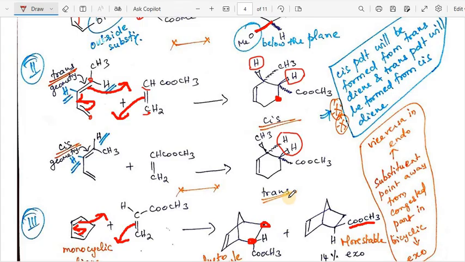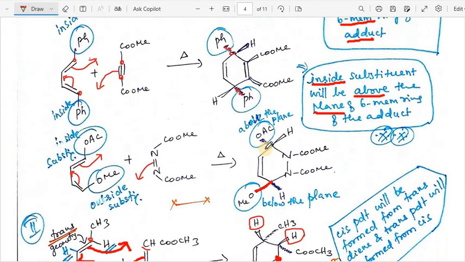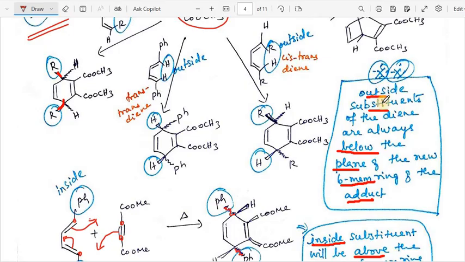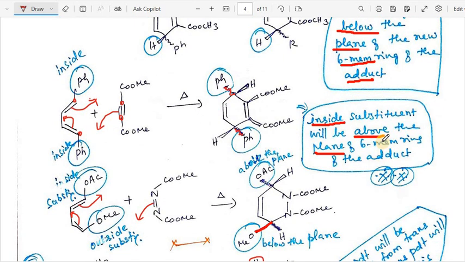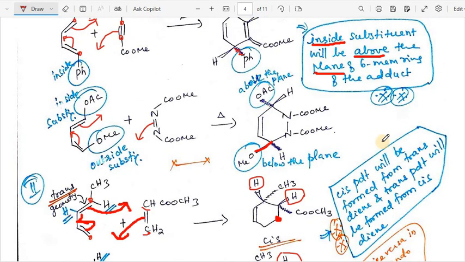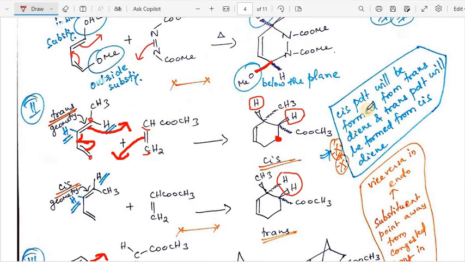So what is the conclusion we are getting from this example? Cis product will be formed from trans diene and trans product will be formed from cis diene. So we have two types of conclusion. Outside substituents of the diene are always below the plane of the newly formed product, and inside substituents of the diene will be above the plane in the newly formed product. And cis product will be formed from trans diene and trans product will be formed from cis diene. This particular example will indicate this conclusion.